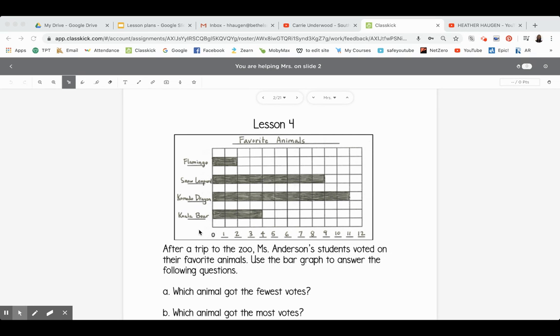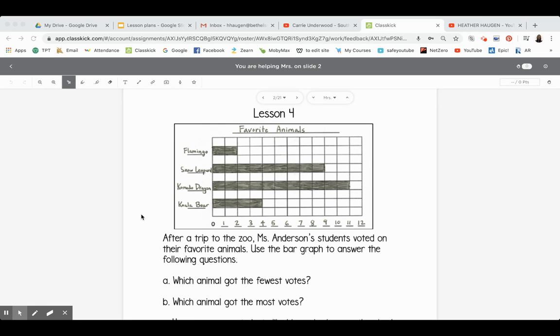So it says here, after a trip to the zoo, Ms. Anderson's students voted on their favorite animals. Use the bar graph to answer the following questions. Easy enough, right? So A says, which animal got the fewest votes?